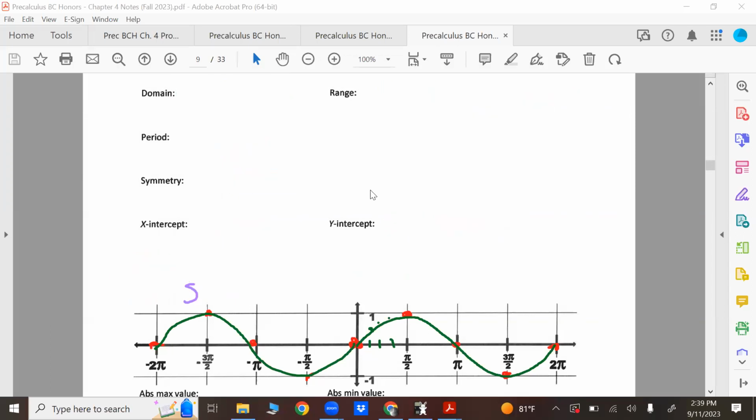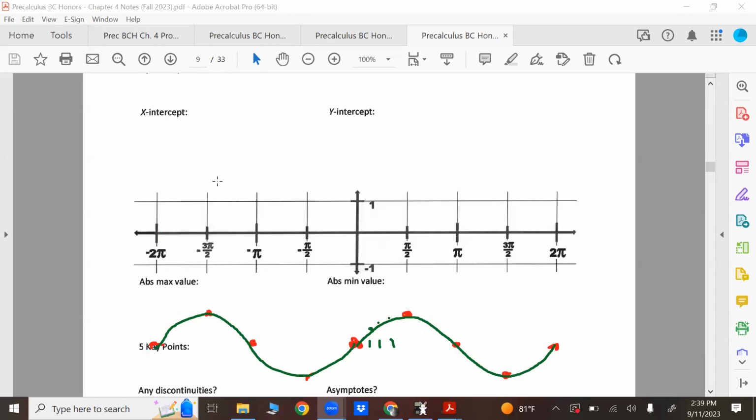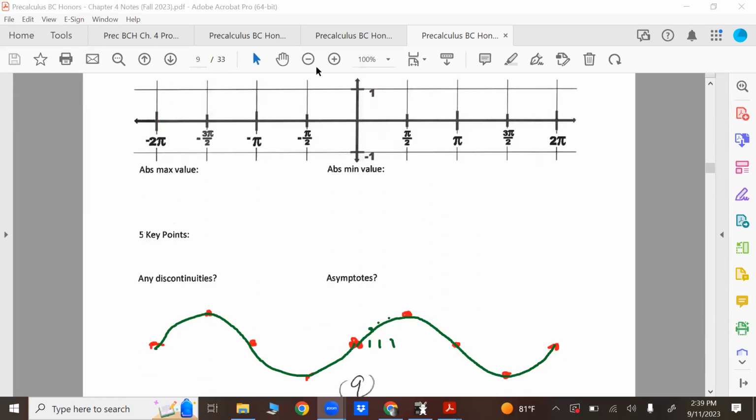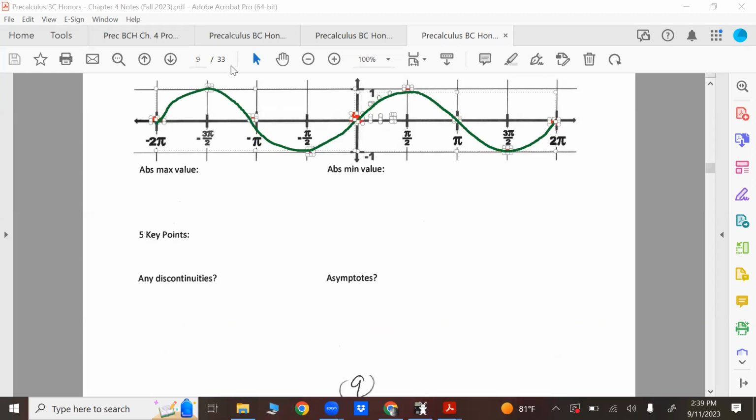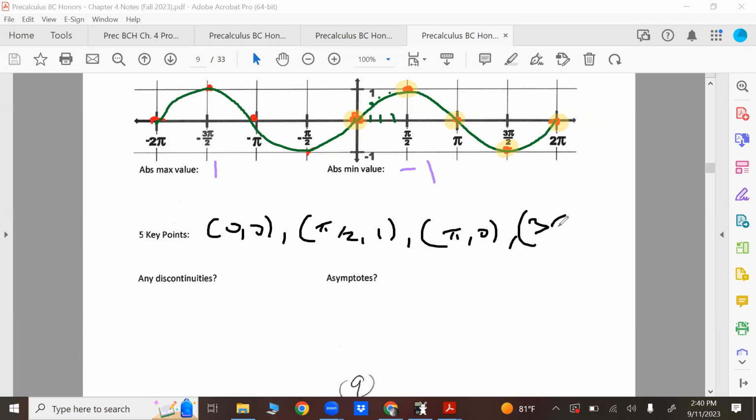I'm going to clear that. All right, guys, let's focus. Absolute max. What's the highest y value here? And lowest is negative one. The five key points. I would consider all these, I'll highlight it actually. Zero, zero; pi over 2, 1; pi, 0; 3 pi over 2, negative 1; and of course 2 pi, 0.